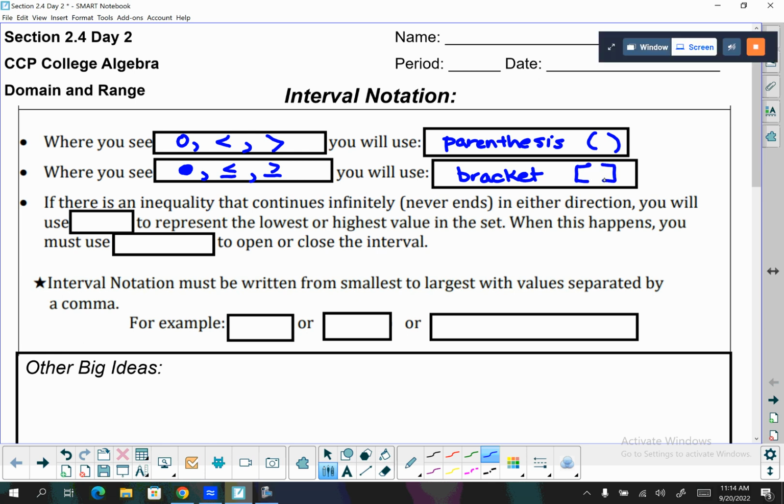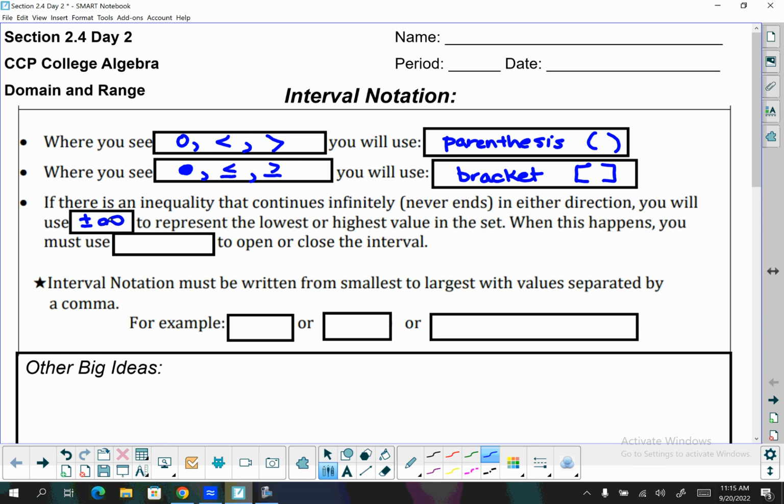Okay. If there is an inequality that continues infinitely, so it never ends, it goes forever in one direction or the other, you will use a positive or a negative infinity symbol. Positive infinity represents far on the right, or a really big number. Negative infinity represents far on the left, a really small number. So there is a difference between the two.